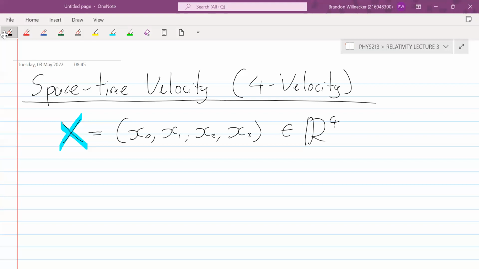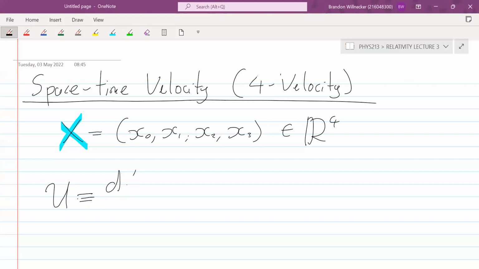Now, we know that proper time, tau, is an invariant. You should have shown that in the homework exercise. So we can use that invariant, the proper time, along with this invariant, the position, to create another invariant, which we call the 4 velocity. So we define the 4 velocity u. That's usually the notation given to the 4 velocity.